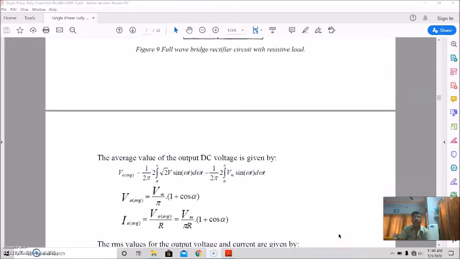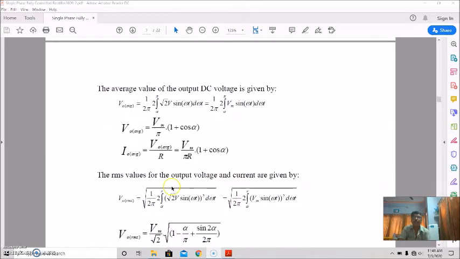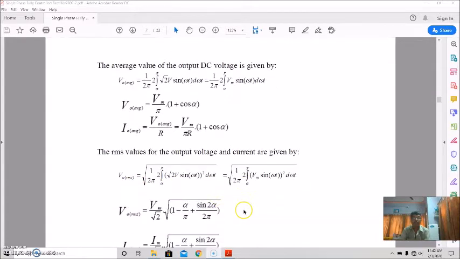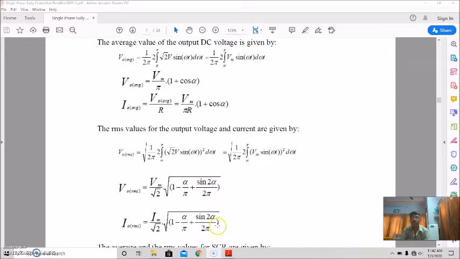After that, we have calculated the average output voltage and the average output current. Then we have calculated the RMS value of the output voltage and current. This is the RMS value of the output voltage. The expression is Vm by root 2 times the square root of 1 minus alpha by pi plus sine 2 alpha by 2 pi.